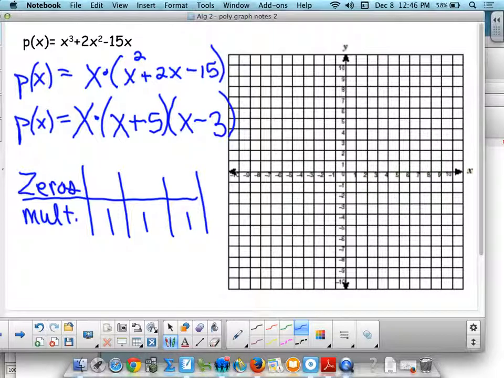Zeros are what? When is this number going to be 0? When you let x be 0. When's this number inside here 0? When you let x be negative 5. This one, positive 3. You've got 3 zeros. Each one of them has multiplicity 1, which means cross, cross, cross. 0, negative 5, and 3. Okay. Go find your leading term.